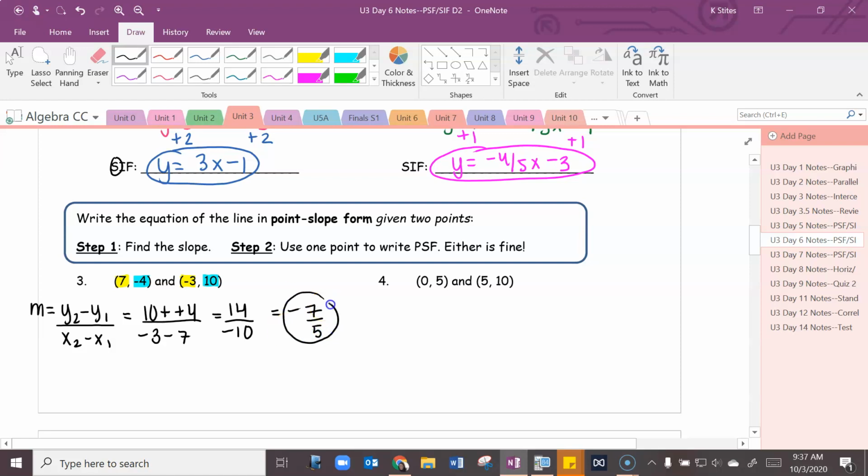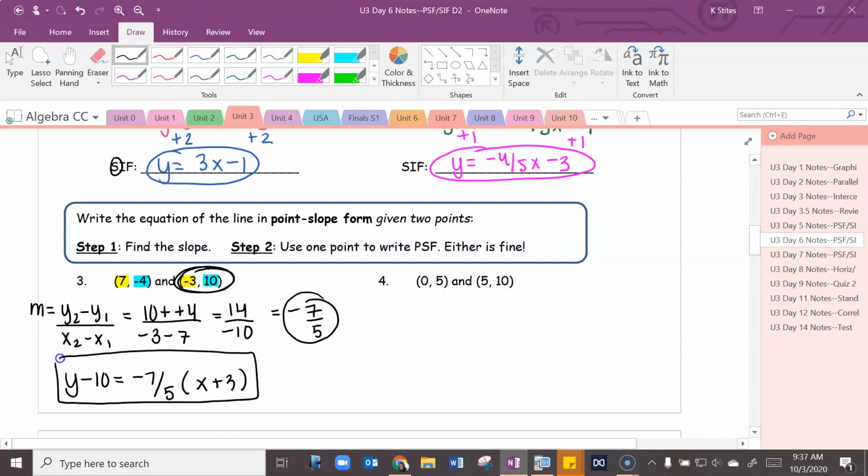Okay, so this is my slope. That's m. And now you can pick whichever point you want. I'm going to pick this one right here, (-3, 10). So I'm just going to do y, and then the opposite of that, 10, which is my y coordinate. Here's my slope, and then x, the opposite of my x coordinate, so plus 3. And that's it. That's your point slope form.